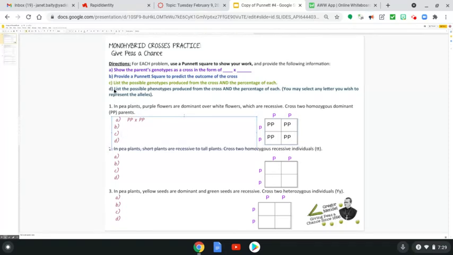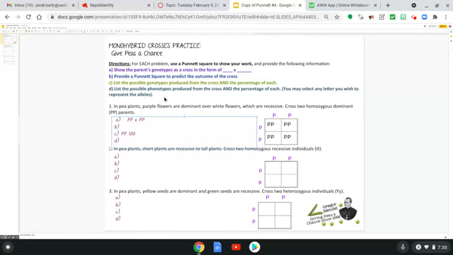For C, it asks you to list the possible genotypes. Okay, what does genotype mean? Genotype means the letters. So the only letters that you have that the offspring are this, so it is 100. You don't have to spend your time doing percentage marks because that takes a lot of time. I know if you have a 100 here, it's 100%.